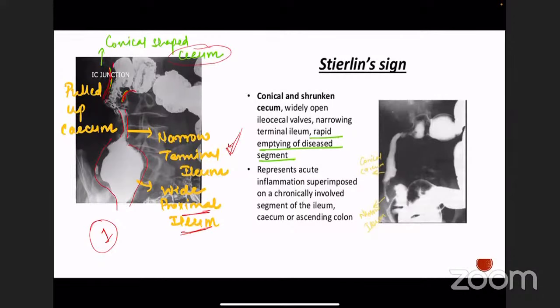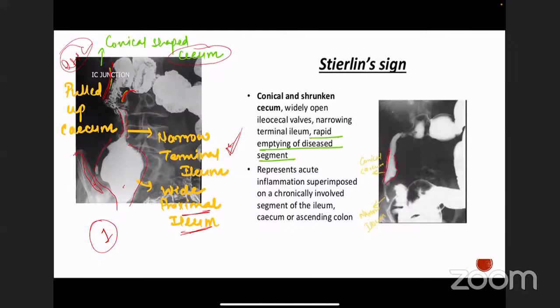How can you say that? The pubic bone is seen here, but the cecum is over here somewhere in the RHC. So it must be pulled up. So this is a pulled up cecum with the proximal part of the ileum dilated, narrowing of the terminal ileum, and a conical cecum. So this was about the pulled up cecum. What other sign? This is Stierlin's sign. In Stierlin's sign, what you appreciate is a conical cecum, as I said previously, with a widely open ileocecal valve.